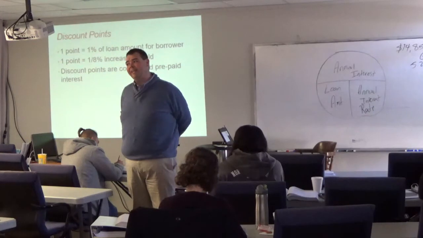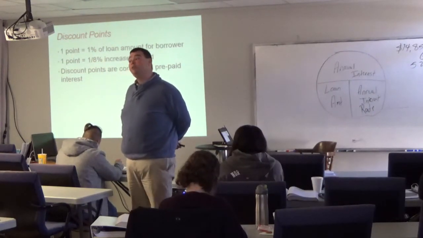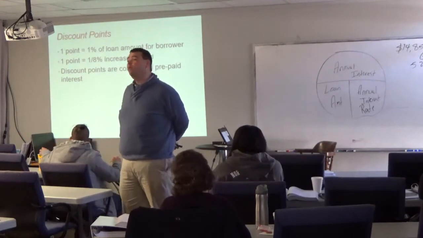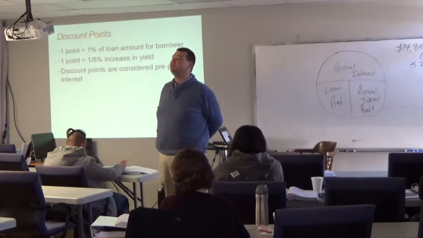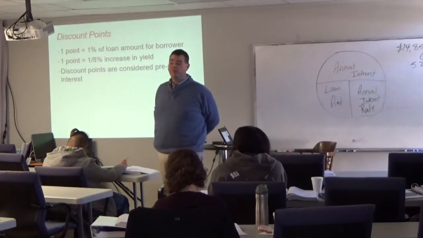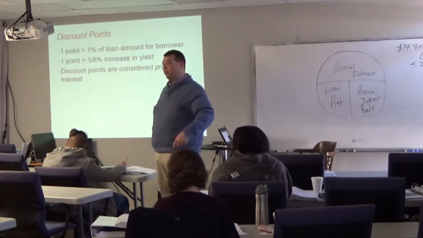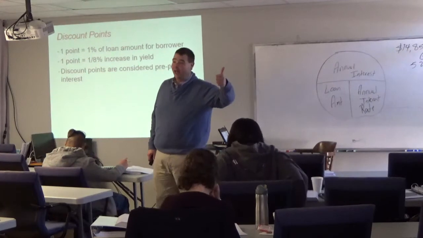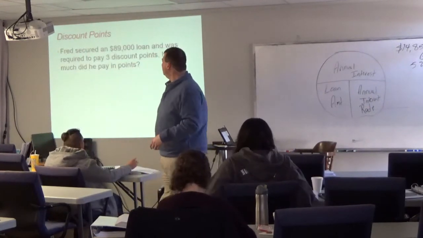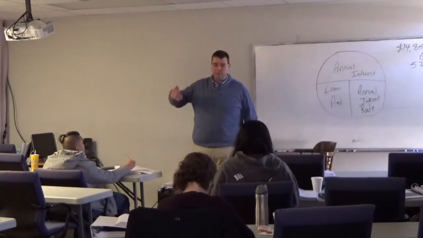That's not the new rate. That's the change. What you just calculated is how much the rate changed. So, if the rate was 4.75 and you changed it 0.75, the new rate's going to be what? 4, because you're buying the rate down. You're not paying discount points for the rate to go up. You're paying discount points for the rate to go down. Does that make sense?